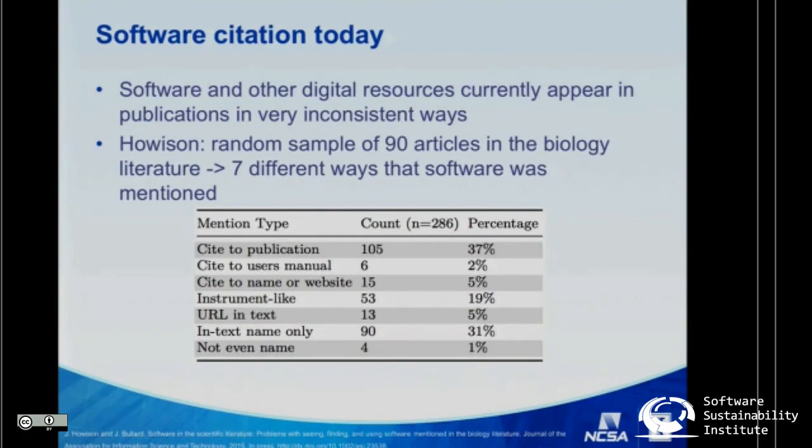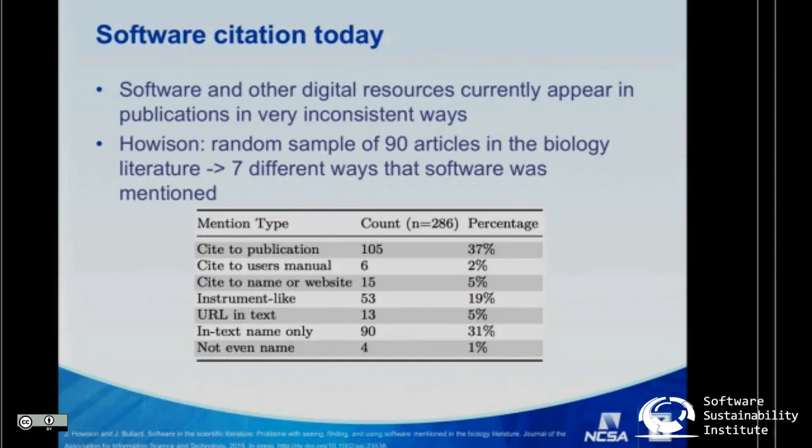Right, from citing publications about the software, citing the user's manual for the software, citing the name or the website of the software, citing the software like it was just a thing, like an instrument, having a URL in the text, which might be a GitHub URL, having the name of the software in the text, and sometimes not even having the name. And actually, this was one that confused me at one point, and I said, how do you know that there's software if you don't have a name?